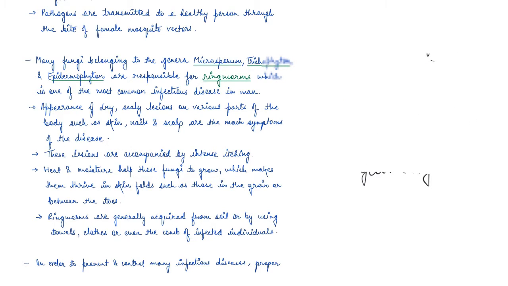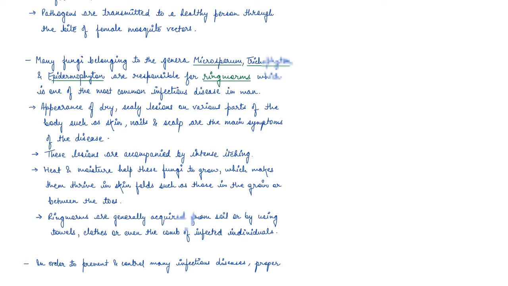Heat and moisture make these fungi grow, and they thrive on skin folds. So on the skin folds, it starts growing. It can grow in the groin, and it can also grow between the toes, right? Ringworms are generally acquired from soil, and by using towels, clothes, or even the comb of infected individuals, you can get these worms, right? That is why, guys, it is said that maintenance of personal and public hygiene is very, very important for prevention and control of these diseases, right?